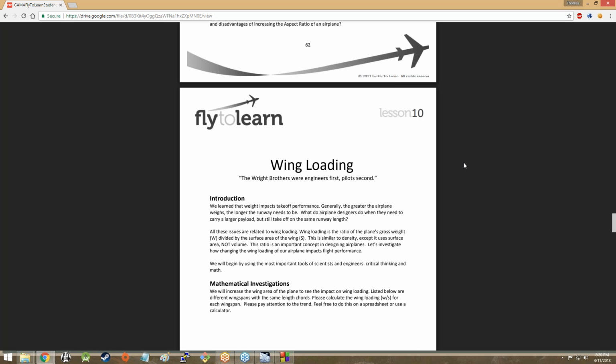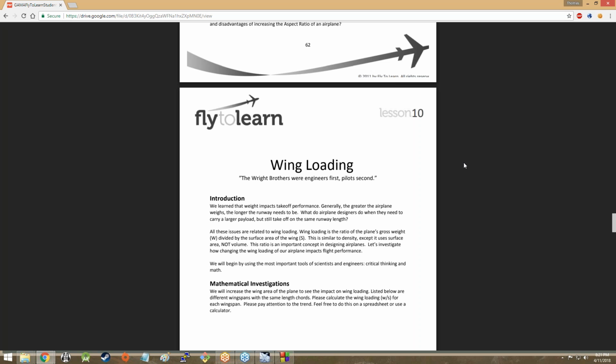Heavier metals, like if you've got lead and aluminum, lead would be the denser metal because the same volume of lead will weigh more than the same volume of aluminum, which means that there's more matter in the same volume of lead than in that volume of aluminum. So lead is denser. So this is very similar to density, except it uses surface area, not volume.